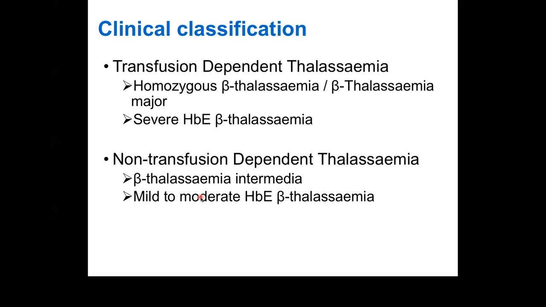Whereas non-transfusion-dependent thalassemia patients will have anemia. Their hemoglobin will be somewhere between 6, 7, or 8. But if you don't transfuse, they will remain at that baseline hemoglobin between 6, 7, and 8.